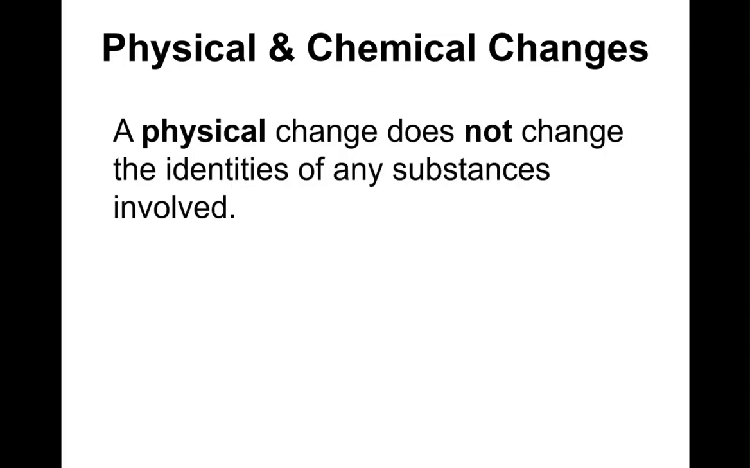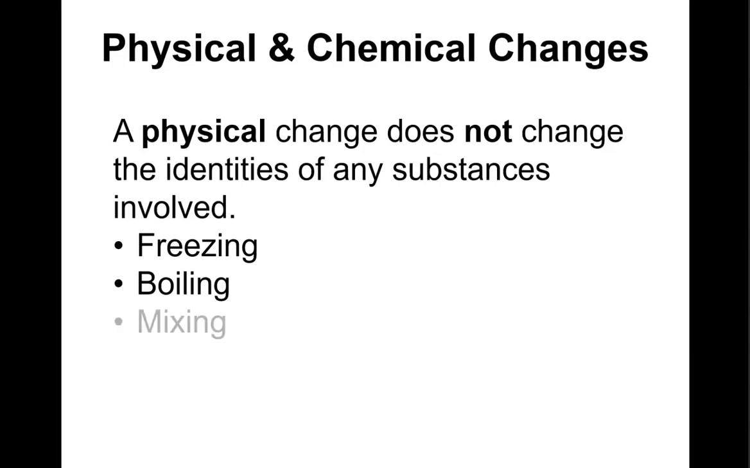Okay, physical and chemical changes are closely related to physical and chemical properties, and the way of determining whether a particular change is one thing or the other is to ask the same question: are old substances being turned into new substances or not? If the answer is no, then that would be a physical change. If the answer is yes, that would be a chemical change. So a physical change does not change the identities of any substances involved. For example, if I freeze water, I am not changing the identity of the water, I'm only changing its physical state. If I boil water, I'm not changing the identity of the water, I'm only changing its physical state.